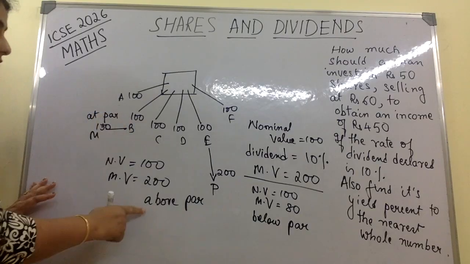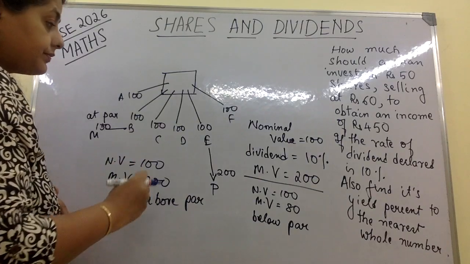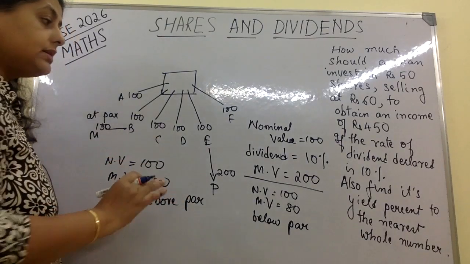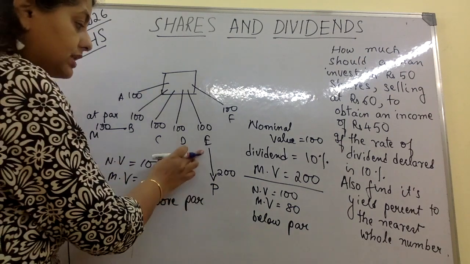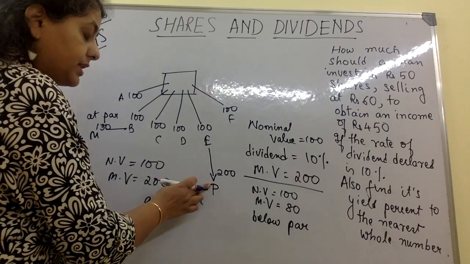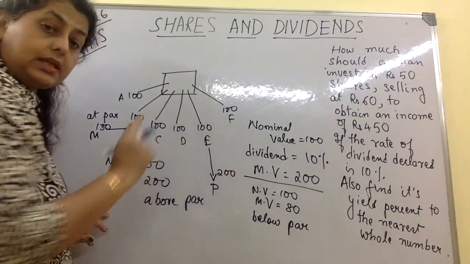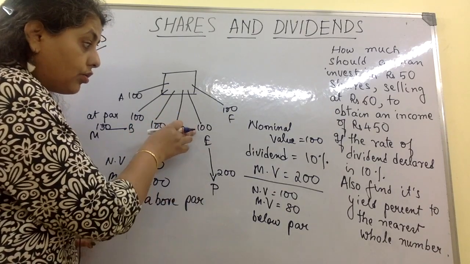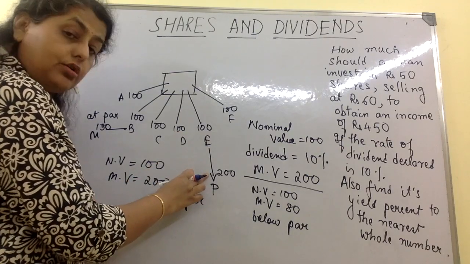So it is above par, below par and at par, okay. Now, other than this, as I said, there is a yearly dividend. So if this person E has sold it to P, P gets the dividend which the company had declared. But remember, P gets the dividend on the nominal value. Okay, he does not get it on 200 rupees.